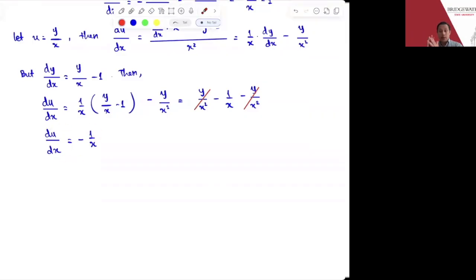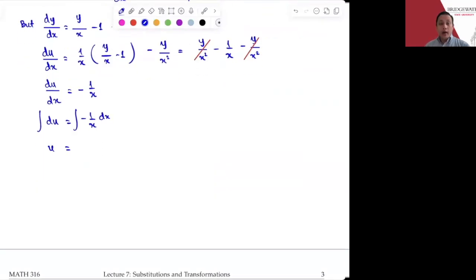That is, you can move everything related to u to one side of the equation, and everything else related to x to the other side. Here you have du equal to negative 1 over x dx, and you integrate both sides of the equation. The integral with respect to u is just u. On the right-hand side, you have negative ln of the absolute value of x plus a constant c. So that's what you get, right? That is the solution of the transformed equation.